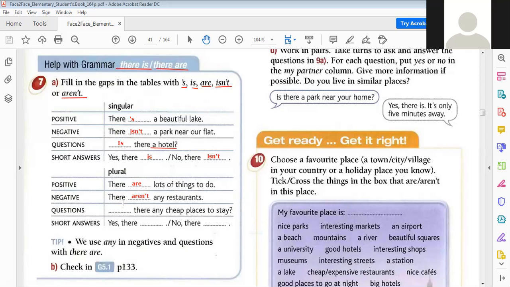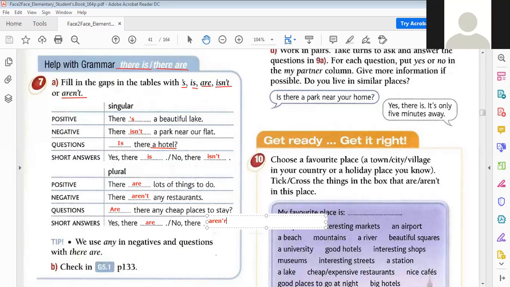And if we want to make a question, Rana, how do we make a question about plural places? Are there any cheap places to stay? Correct. So we say, are there any cheap places to stay? And how do you answer them, Rana? Yes, there are. Or, no, there aren't. Right. So we can say, yes, there are, or no, there aren't, if it's negative, of course.